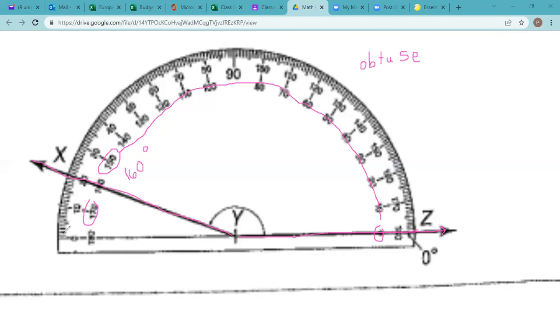Here is 0 degrees over here, 10 degrees. This is on the 20-degree line. So do you think that this is 20 degrees or do you think it's 160 degrees? Well, if you said it's an obtuse, then you know that it's more than 90, less than 180, right? So it's got to be 160 degrees, and it is an obtuse.